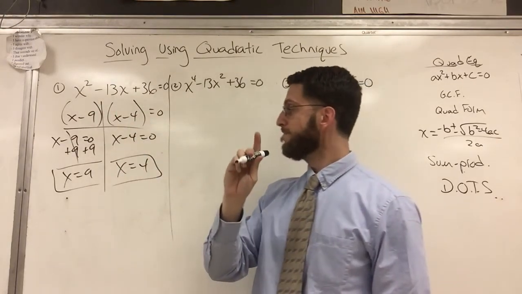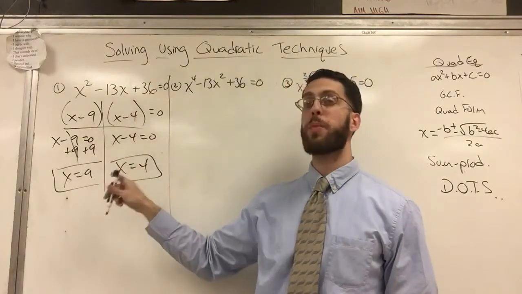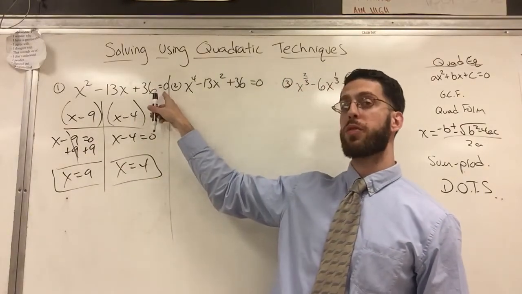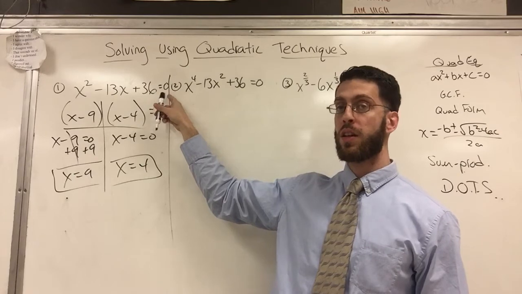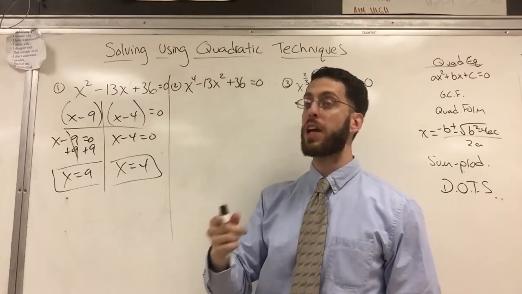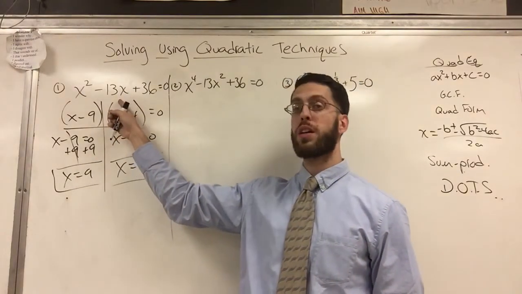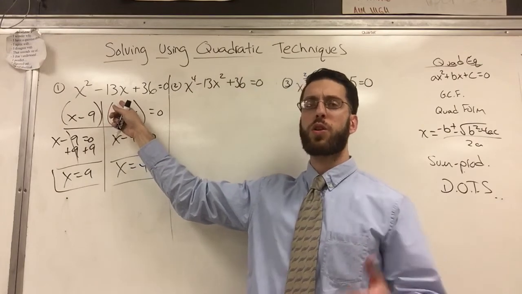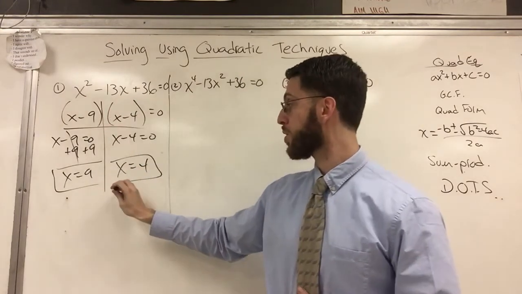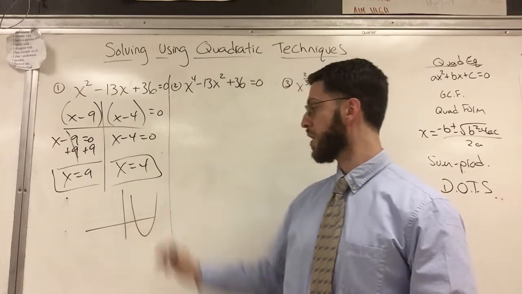Now, this can represent a graph. Instead of equals 0, if it said equals y or equals f of x, and you type that in a calculator, a graphing calculator, this will give you a quadratic function. What does a quadratic function look like? A parabola. It should look something like this.